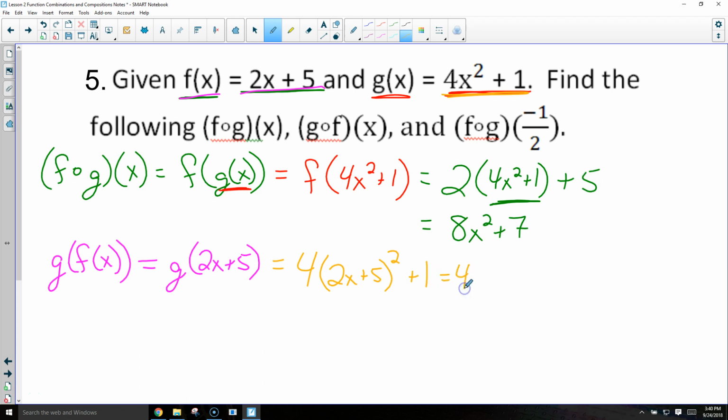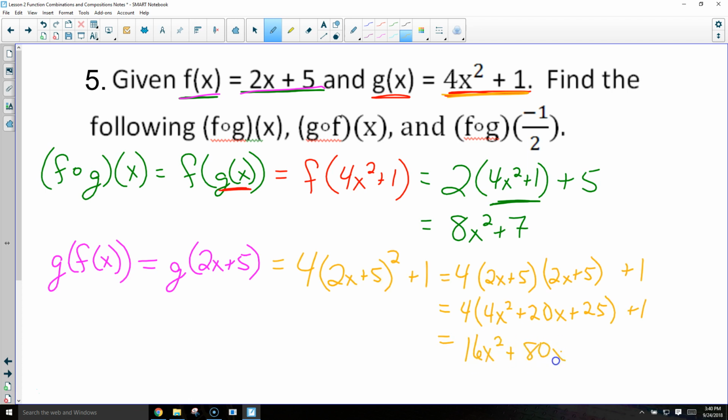Remembering here that I need to take 2x plus 5 times 2x plus 5. So we would end up with 4x squared plus 20x plus 25. Distribute the 4, and we end up with 16x squared plus 80x plus 101 when I add that 1 to the very end. So that's g composed of f of x.